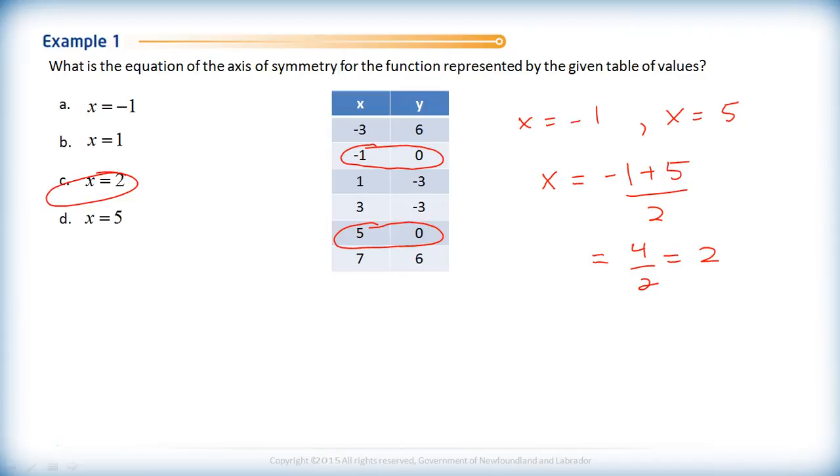You could also have noticed the nice symmetry in the pattern here. If you look at the y coordinates from the table, then you see 6, 0, -3, -3, 0, 6. So the parabola goes down and then it goes back up. And you can see right in the middle there you should have your vertex and your axis of symmetry, halfway between 1 and 3, which is, yes, indeed, at 2.